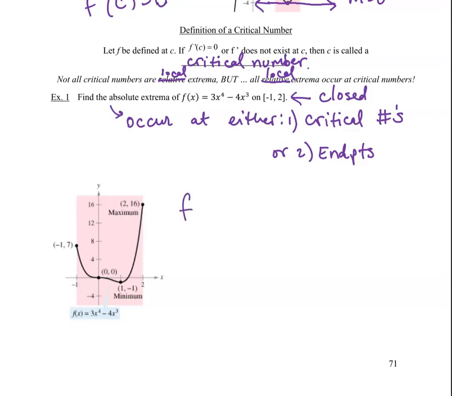So to find critical numbers, we're going to find the first derivative. In this example, that would be 12x to the third minus 12x squared. And then we're going to set that equal to 0.